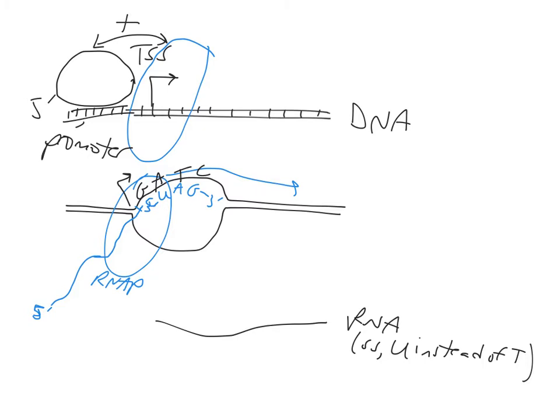Okay. So that's transcription. We've done initiation. That was the promoter binding, proteins binding the promoter, recruiting RNA polymerase to the transcription start site. Now this is the elongation step, where RNA polymerase is reading the template strand and producing an RNA molecule.